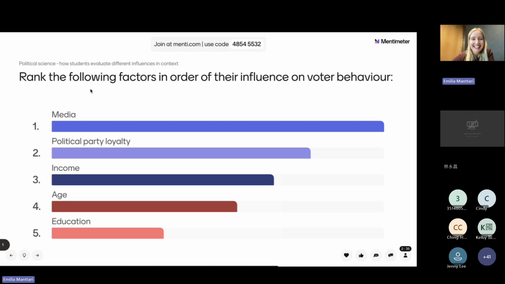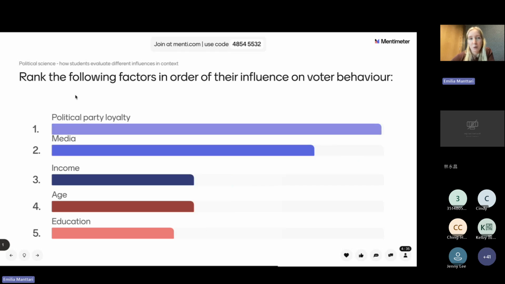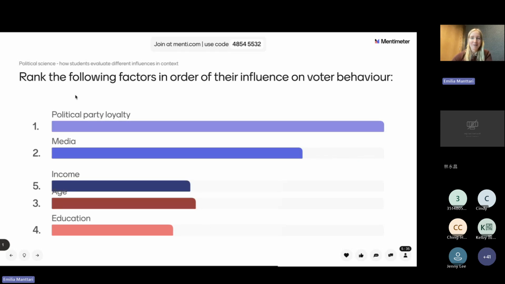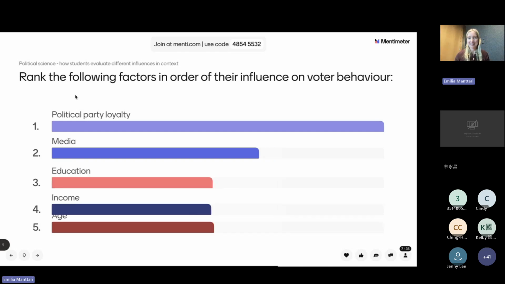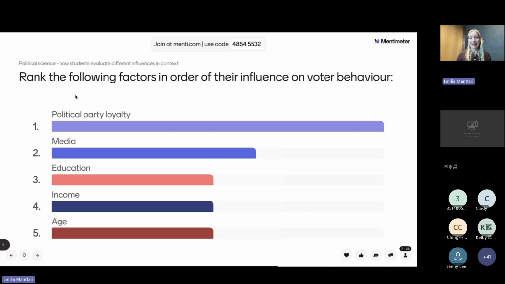And this again, we used the same question type earlier for the words. So kind of ranking those words in order of how formal they are. But here, this is obviously a lot more complex situation. So you need to think a little bit more critically to understand what might influence voter behavior more than the other factors.